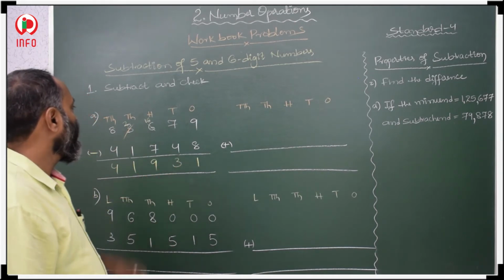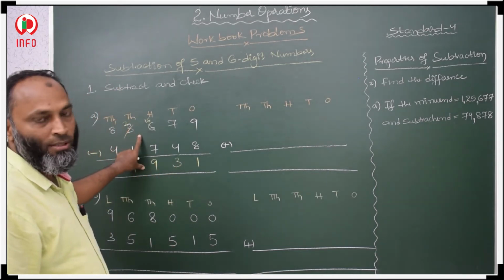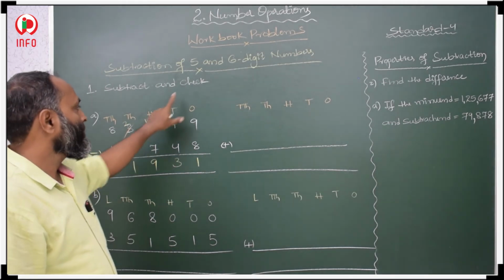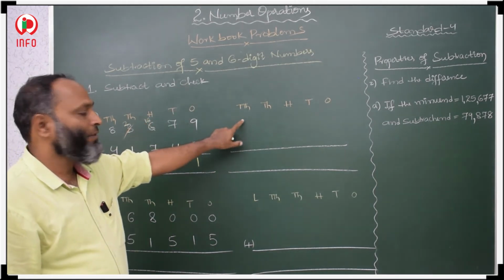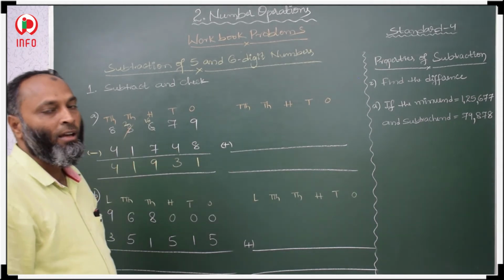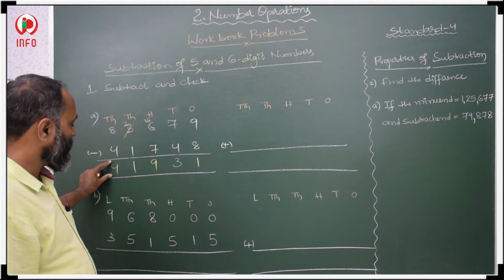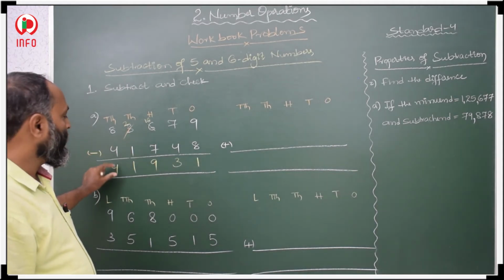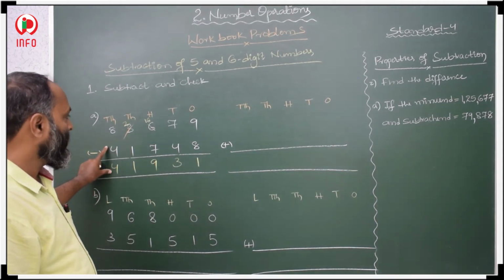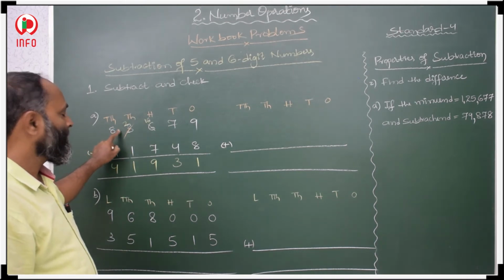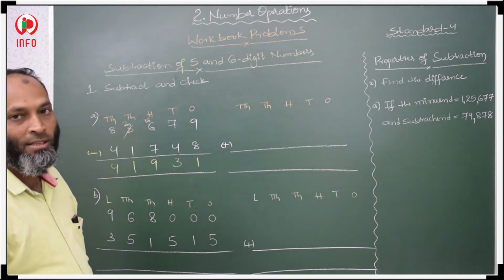41,931. This is the subtraction. Then we have to check. How to check? We should add the difference and the subtrahend. If we add the difference and the subtrahend, we should get the minuend. Then our answer is correct.